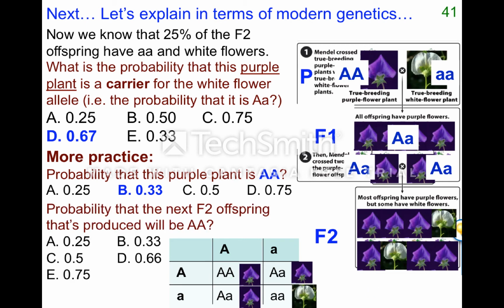Here's another question. What's the probability that the next F2 offspring that's produced will be big A, big A? Think about it. We have this cross happening, and we're making 1 more seed for the F2 generation, which has not grown up yet. What's the probability that this new seed will grow up to be big A, big A? Pause now and think about it. Hopefully you got 0.25. Since we're now producing a seed that hasn't grown up, we have no idea whether it's going to have purple or white flowers. All 4 of these possibilities are equally likely now. Since we're producing a new offspring that we don't know anything about, we have to consider all 4 possibilities, and of those 4, only 1 will be big A, big A. So 1 out of 4 is 0.25 again.